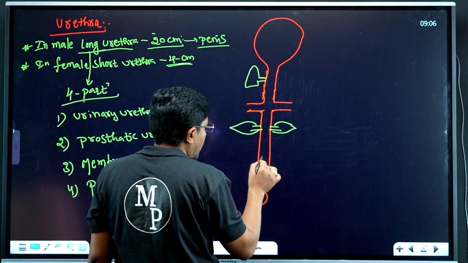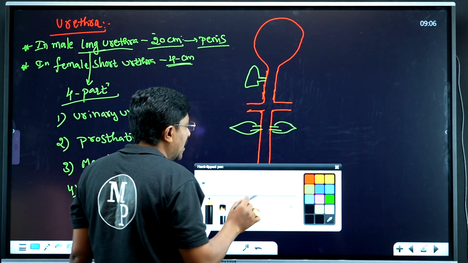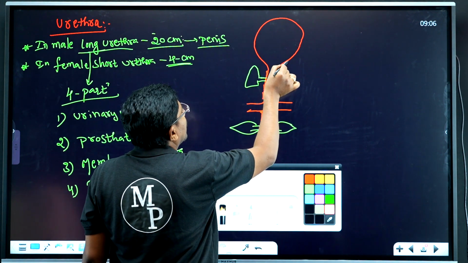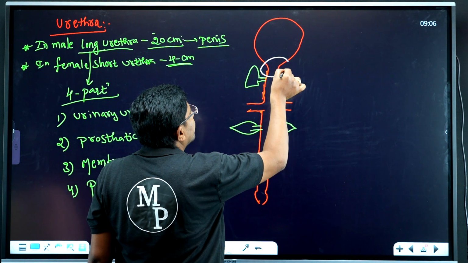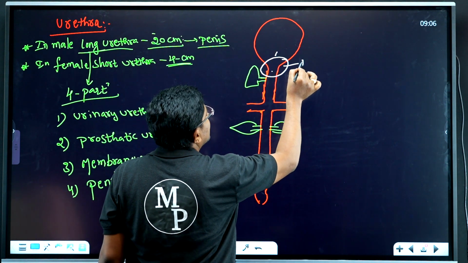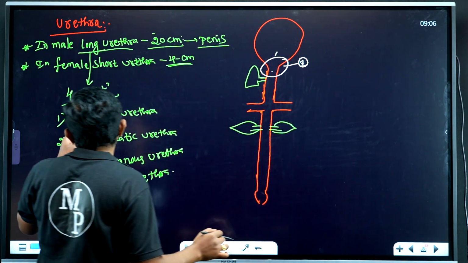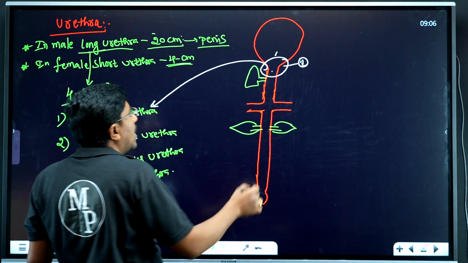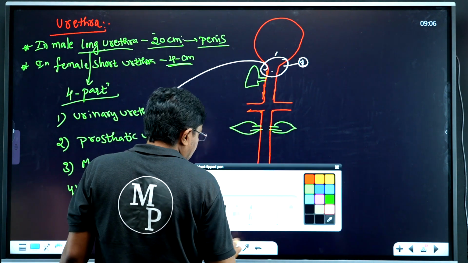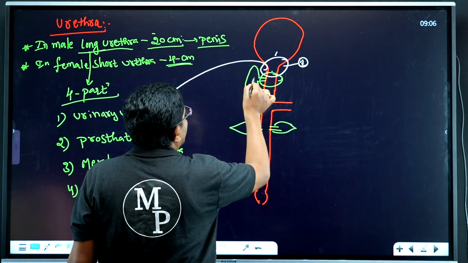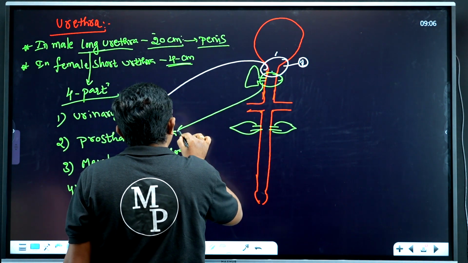Next, this portion is the penis. I'll explain this. At which part of the urethra does the urinary bladder open? It is the first one, that is the urinary urethra. And next, which part of the urethra does the prostate gland open into? That is the prostatic urethra.